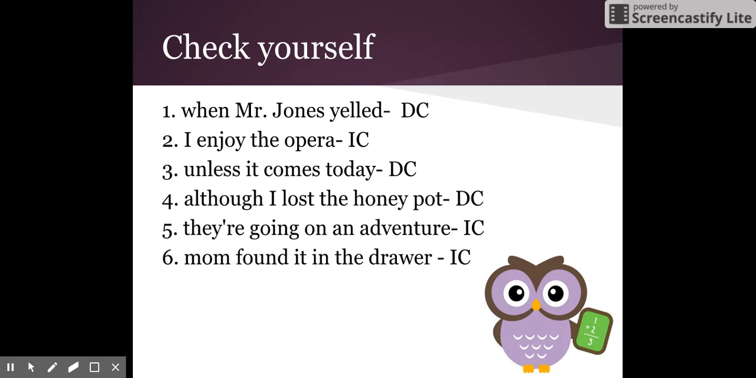Hopefully you're saying these with me by now. They're going on an adventure is an independent clause. It has a subject, a predicate, and can be on its own. It can be independent. Number 6, Mom found it in the drawer is an independent clause.